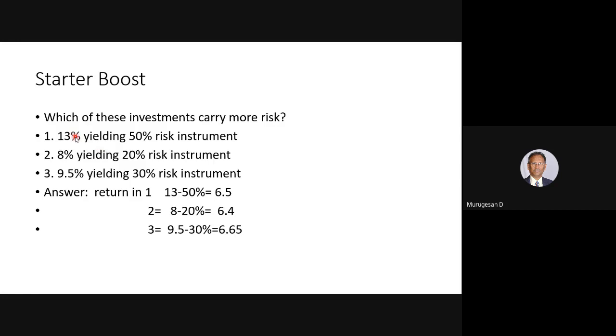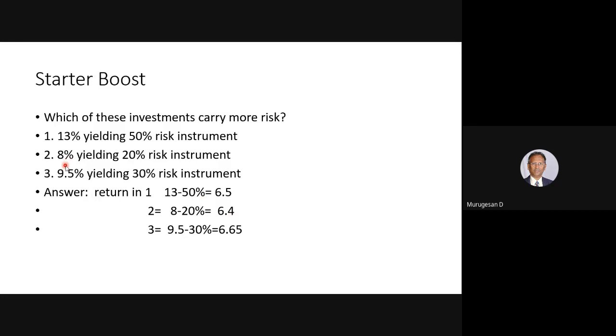For example, you see 13% yielding, rate of return is 13%, but 50% risk. So the real return is 6.5 only. You immediately understood. When there is a 50% risk, though it may be 13%, the real return is 6.5 only. Correct? Okay. Next is 8% yielding, but 20% risk. So 8% into 80, 20 reduced, because that becomes a risk, loss. So 8% into 80 is 6.4. Very easy. Either this way or that way, without calculator you can do.